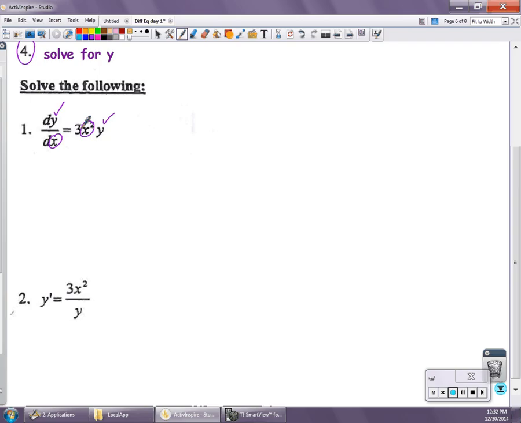So I'm going to multiply both sides by dx. So I get dy over y is equal to 3x squared dx. So I multiplied both sides by dx, and I divided both sides by y. Now, it may be more helpful for you to see that written as 1 over y dy is equal to 3x squared dx. And then, when I have the variables separated, I'm going to find the antiderivative on both sides.